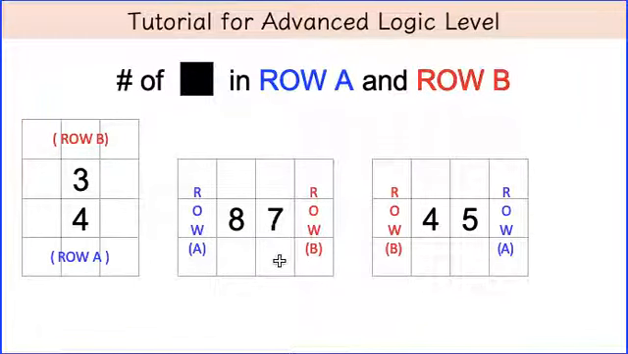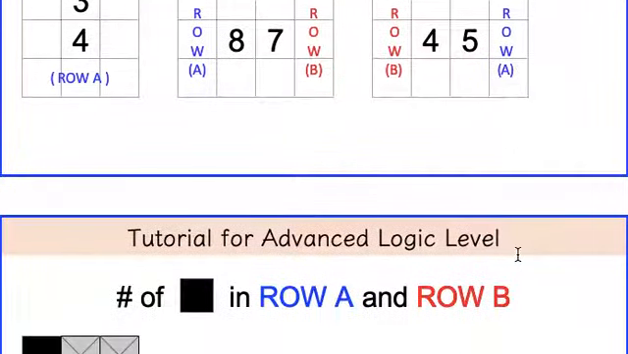Same thing when the numbers are left and right. 8 and 7, right? So this becomes row A, this is row B, right? 2 here, 1 here, 3 here, 2 here. Same thing. Now 5 is here, 4 is here, 5 minus 4. So this becomes row A and this becomes row B. Everything, the exact same thing applies.